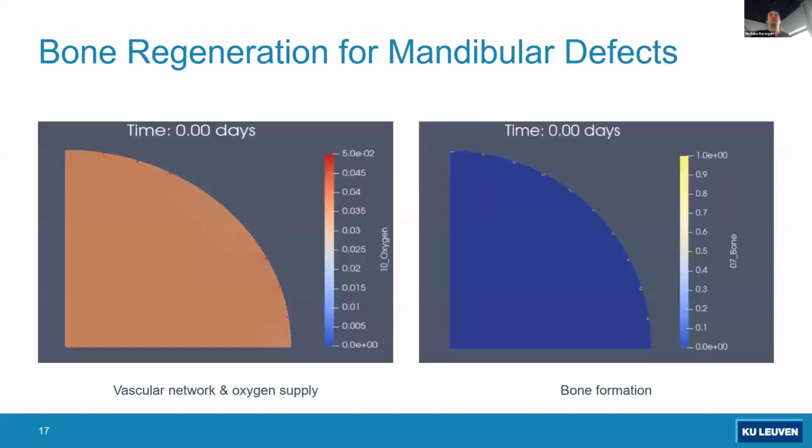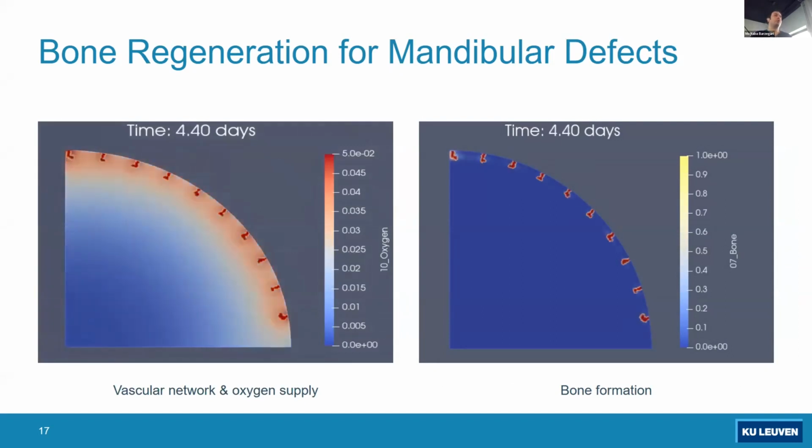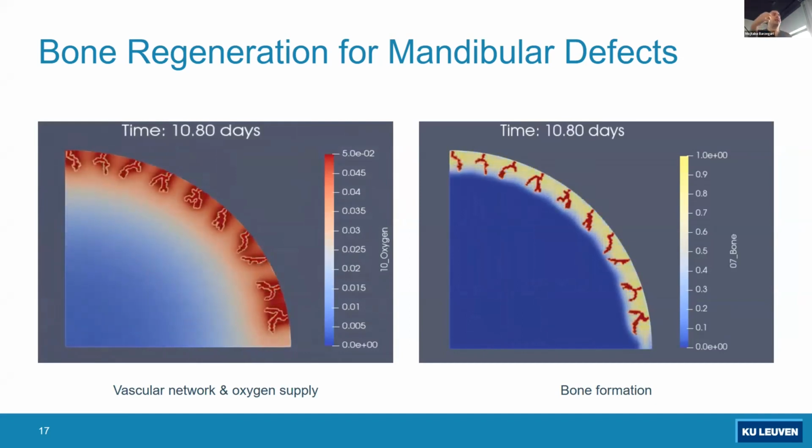So this is a typical output of the model. This is still ongoing and under development, but you can see the discretized, discrete cellular automata model, with moving cells, growing cells in the vascular network, oxygen supply on the left, and on the right we have the bone formation as a result of that.